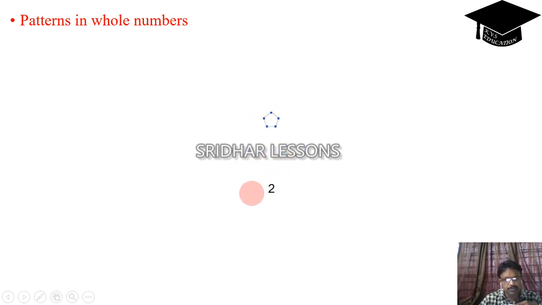See this pattern: 1, 2, 3, 4, 5, 6. Okay, these are the pattern. This seems to be in a pattern way. Now we will see in detail about this pattern.